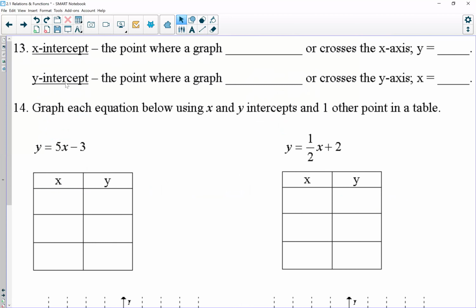Here's some terms that should look familiar to us. X-intercept and y-intercept. X-intercept is the point where the graph intersects or crosses the x-axis. Keep in mind, anywhere along that x-axis, the y value is a 0. So any x-intercept, the y value in that ordered pair is going to be a 0 as well. The y-intercept is the point where the graph intersects or crosses the y-axis, meaning that the x coordinate for any y-intercept is always 0.